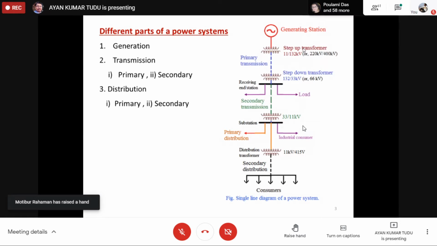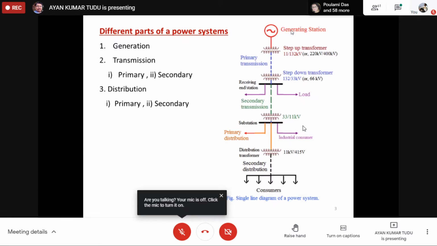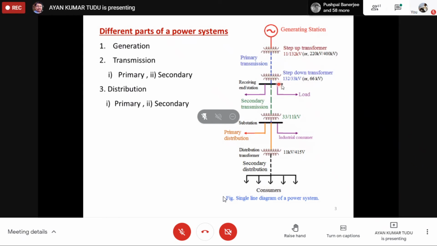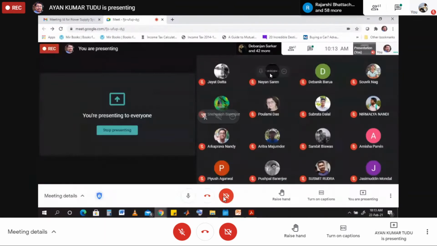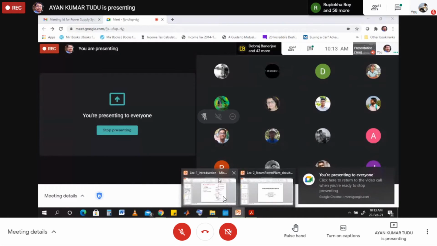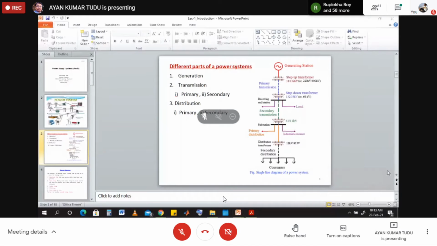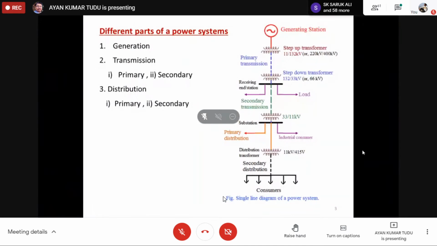From there we get the primary transmission, and when we reach the load centers, the voltage is stepped down from 132 kV to 33 kV. Okay, the voltage is again stepped down to our 33 kV.